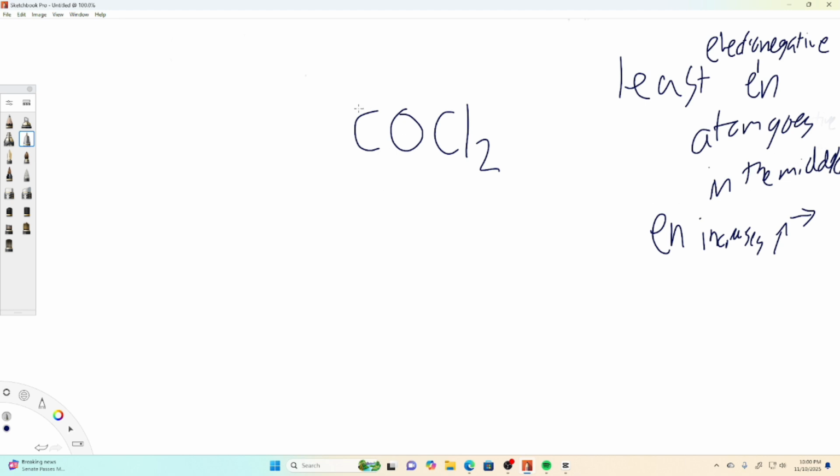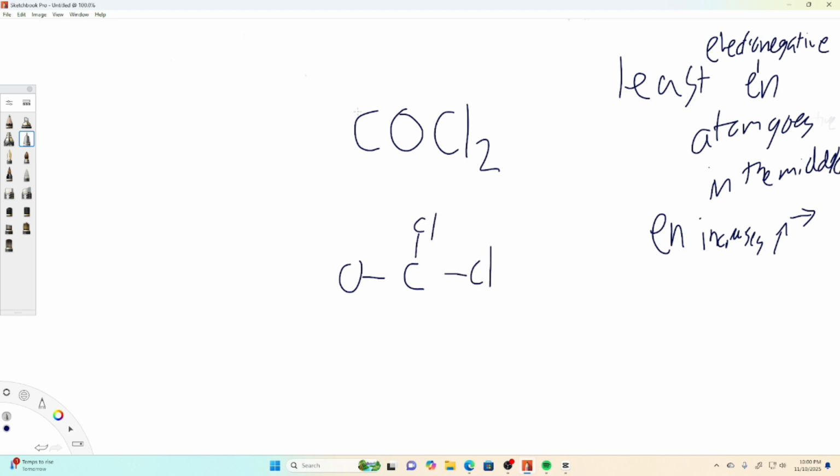You know which one is the least electronegative by looking at the periodic table and understanding that electronegativity increases as you go up and to the right on the periodic table. So carbon is the least electronegative of this molecule. So carbon will be in the middle. And then oxygen, chlorine, and chlorine.